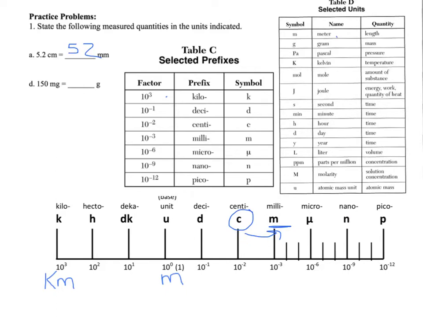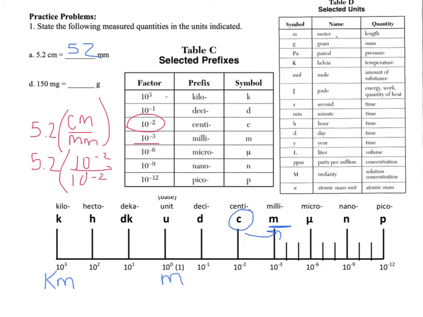Mathematically, what we would use is we use reference table C, and we're beginning with the centimeter unit, and we want to go to the millimeter unit. So mathematically what we would do is we would take the number we were given, which is 5.2, and multiply it times centimeter unit over millimeter unit. So that would be 5.2 times 10 to the negative 2 divided by 10 to the negative 3.